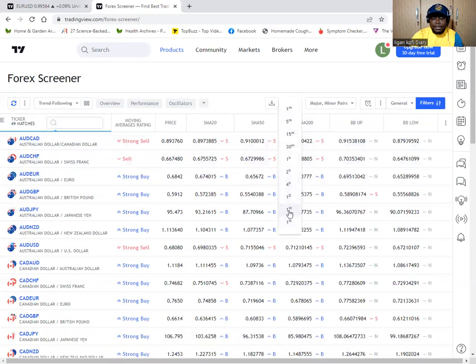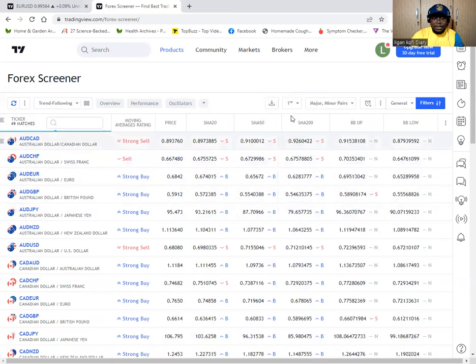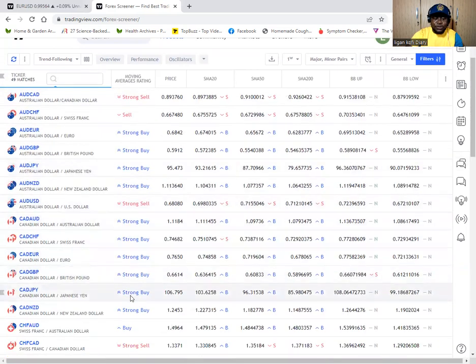This is on weekly, right? So what of daily? This is on daily, but let's go on weekly. So you see it, they are all there. AUD JPY strong buy, AUD USD strong sell, in that order. Do you see it? So if you want to use the oscillators, you can look at it that way.